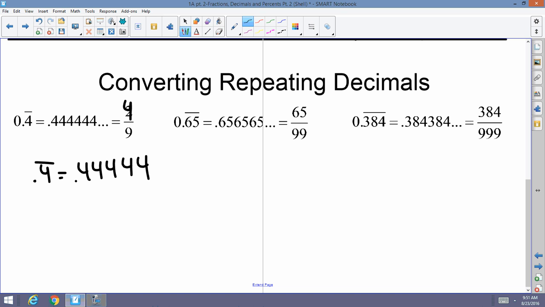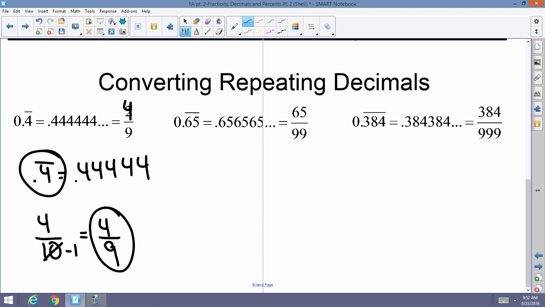So what I teach my students to do is as such. If I have any number repeating, for example here, 0.4 repeating, I'm going to go ahead and convert that into a fraction as if there was no repeating symbol. So if I just had 0.4, that's 4/10. However, it's repeating, so I subtract 1 from the denominator, and it becomes 4/9. Literally that simple.